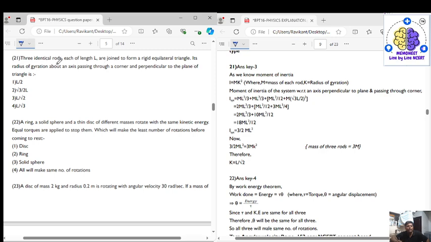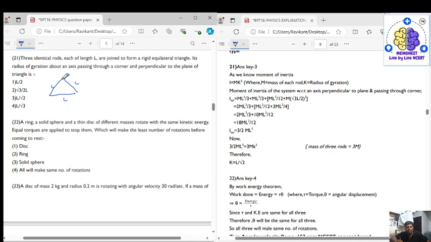21 says that three identical rods, each of length L, are joined to form a rigid equilateral triangle. Its radius of gyration about the axis passing through a corner and perpendicular to the plane of the triangle. So according to the question, this is the arrangement of the rods. Each rod has length L, and the moment of inertia is to be calculated about the axis which is passing through this vertex and is perpendicular to the plane.